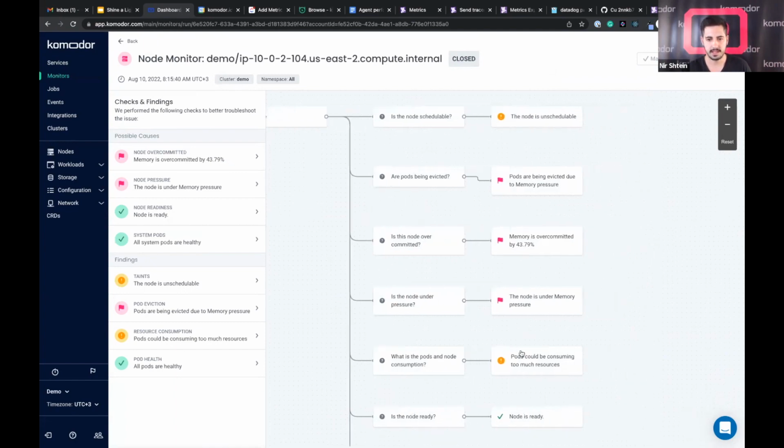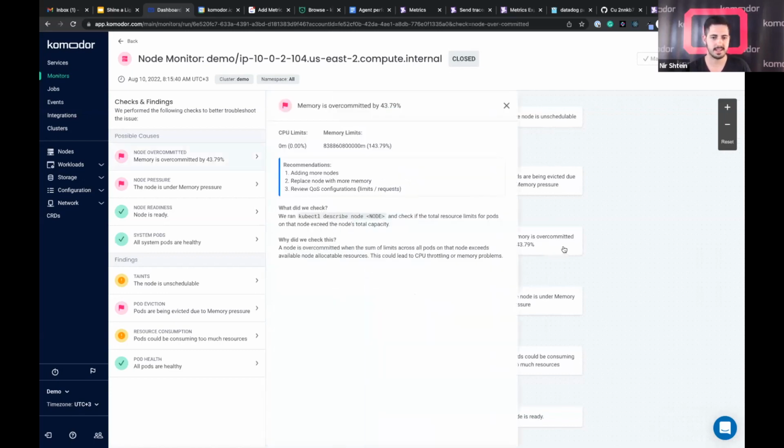So I see like 3 red flags here, and one of the flags really shines, and this is that my memory was overcommitted. So I will click on that, and I can see what Komodor checked for me. They told me that, kubectl describe node, sorry, that my memory is overcommitted, and they also told me how to solve the problem. Maybe you need to add more nodes, maybe you need to replace the node with one with more memory. And this is the solution for my problem.